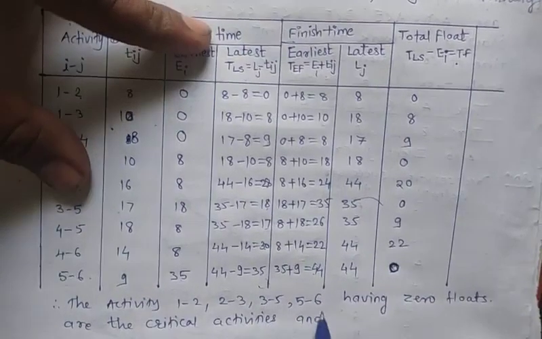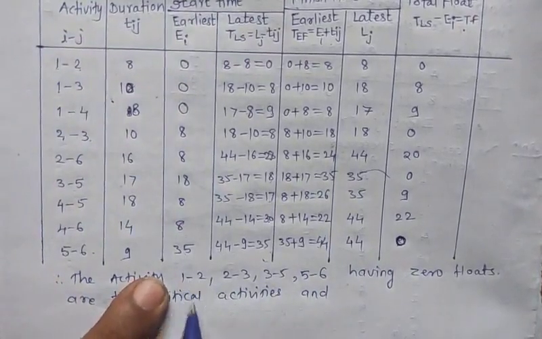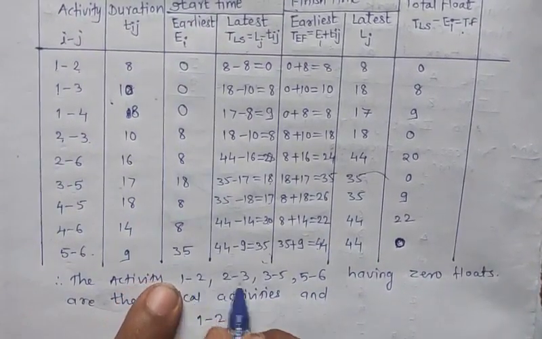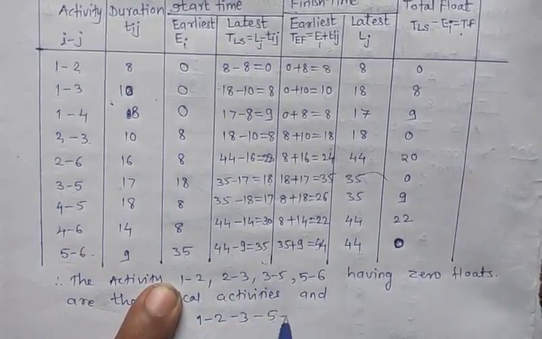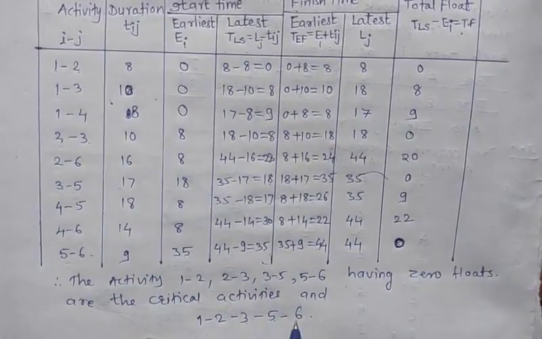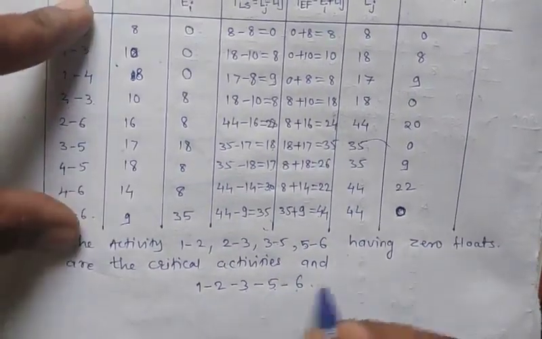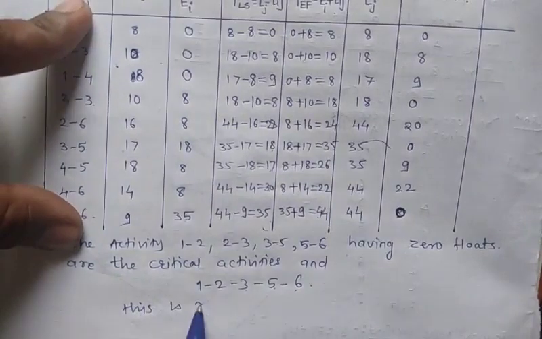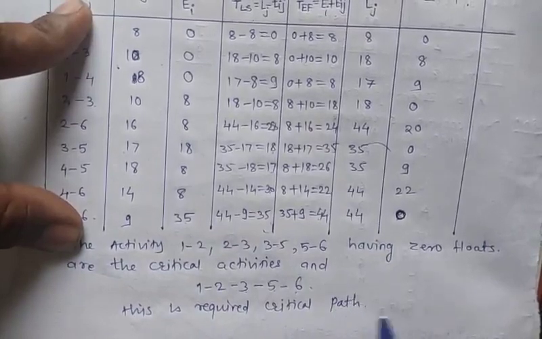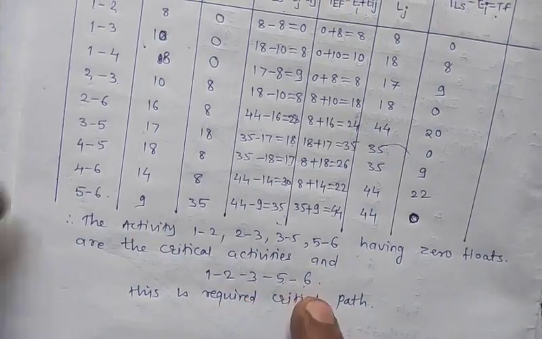So combining these activities, what we get: 1 goes to 2 goes to 3 goes to 5, and 5 goes to 6. 1 goes to 2 goes to 3 goes to 5 goes to 6 is the critical path. So this is the required critical path. Okay, so our critical path is 1 2, 2 3, 3 5, 5 6. 1 2 3 5 6 is the critical path.